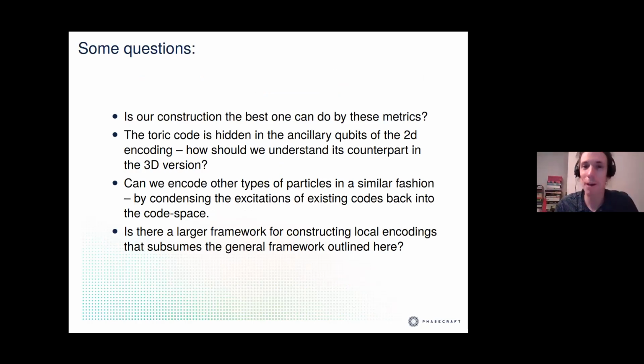Okay, so some open questions. Is our construction the best one can do by these metrics, as in weight of edge operator and qubit number? Can we do better? I don't think we can, but we could try.